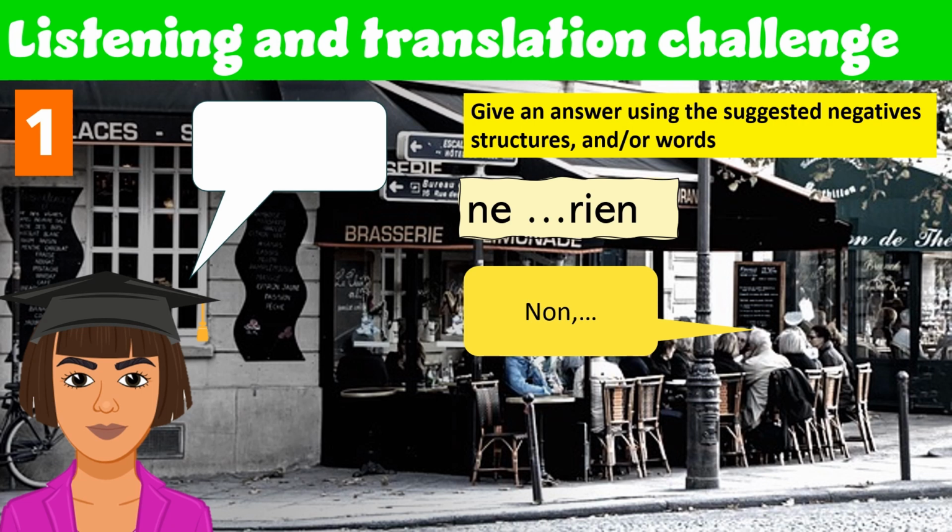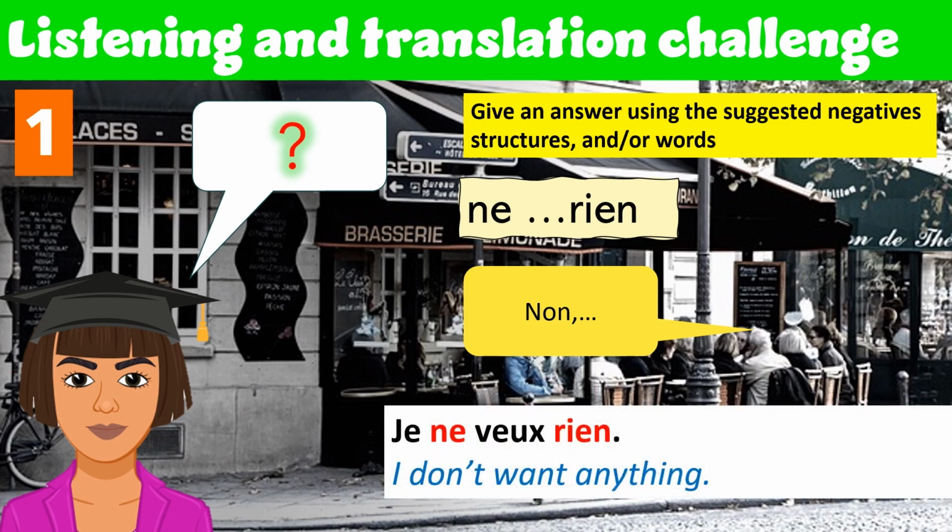So if I do number one as an example, I'm going to ask you the question. Tu veux un café? Your answer using ne rien. If you have listened to the question very carefully, you should have identified the main verb. So I repeat the question again. Tu veux un café? Your answer is going to be je ne veux rien. So you use the verb from the question, you add the negative to formulate your answer. I hope it makes sense.